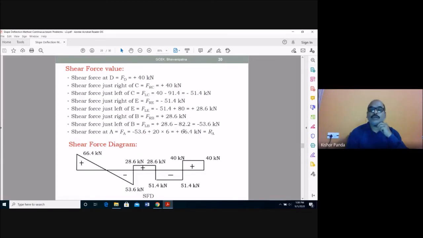Then after knowing this shear force, you can plot the shear force diagram. Shear force at D is plus 40 kilonewton. This is the axis. Above this axis take positive, and below this axis take negative. So here at D, plus 40 kilonewton. Then the shear force just right of C is the same. It remains constant at 40 kilonewton. Then the shear force left of C is minus 51.4.